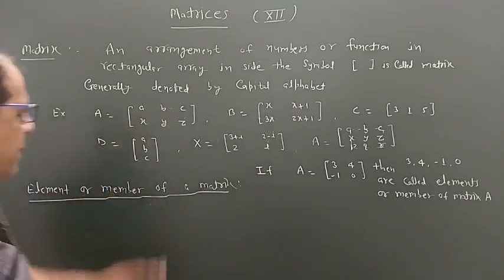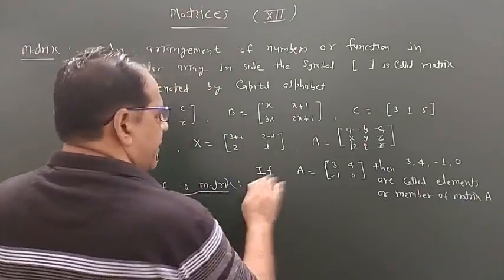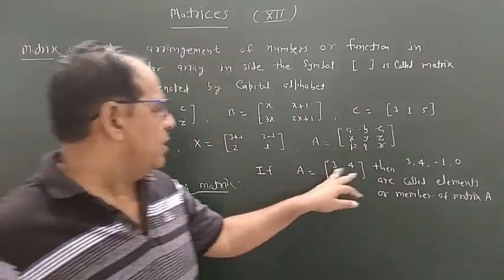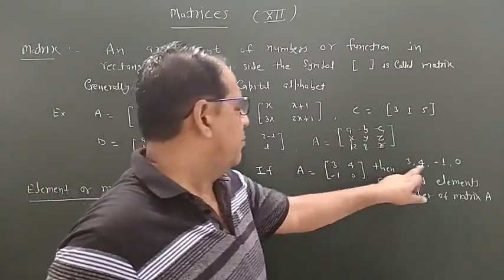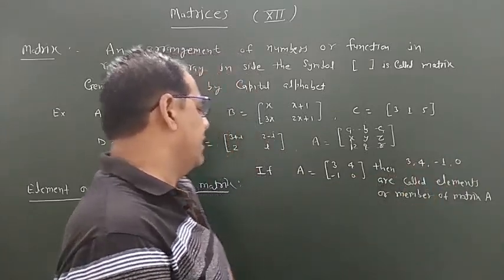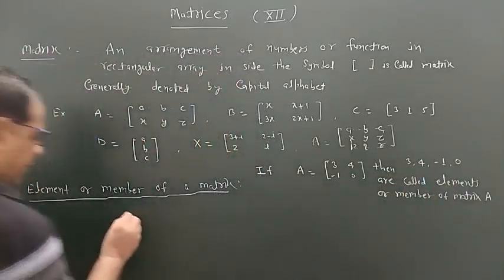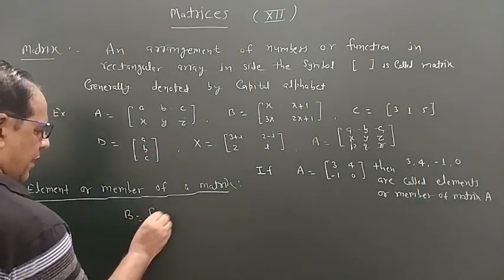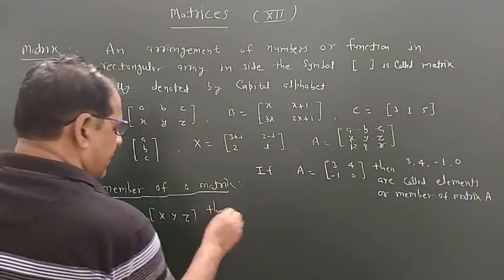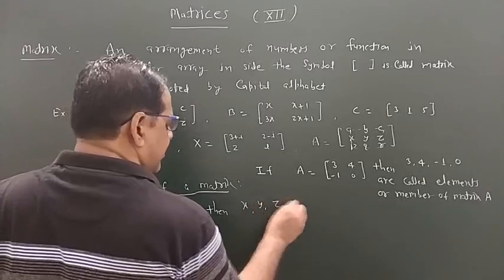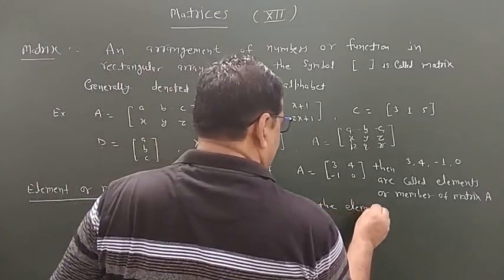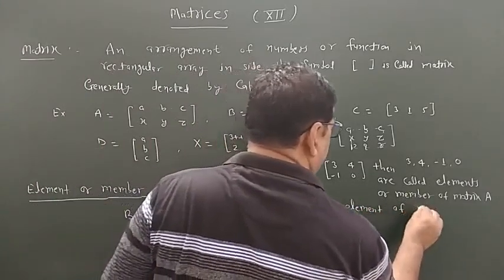Now, element or member of a matrix. Suppose A equal to 3, 4, minus 1, 0. Then 3, 4, minus 1 and 0 are called elements or members of matrix A. For one more example, suppose B equal to X, Y, Z. Then X, Y, Z are also the elements of the matrix.